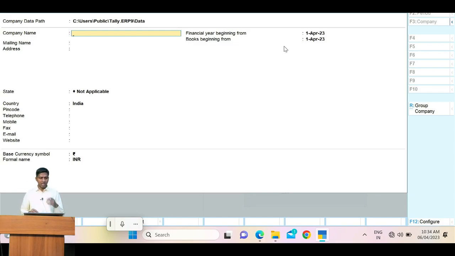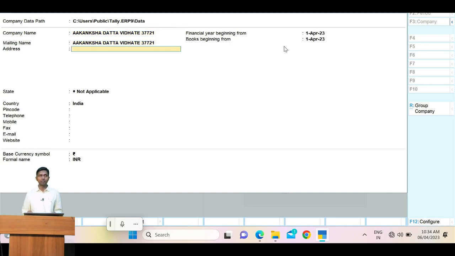On that, company name is written and then the cursor is blinking in front of company name. Just Control V. Copy and paste, you know, copy Control C, paste Control V. In Tally ERP 9, if you are working, then there press Control Alt V. In Tally Prime, just Control V to paste it.